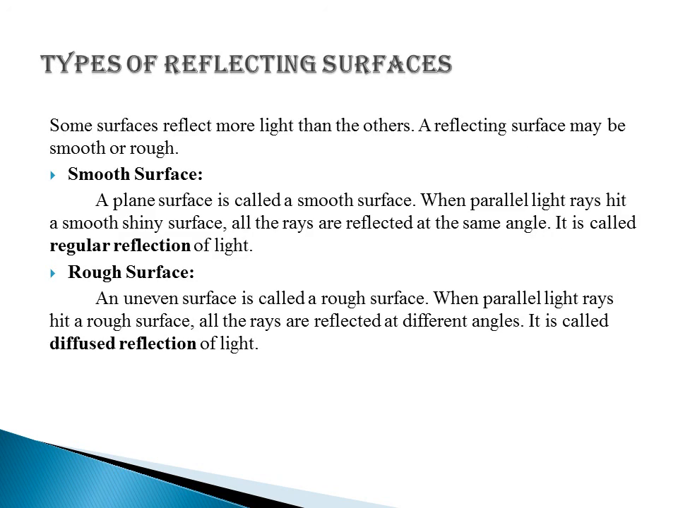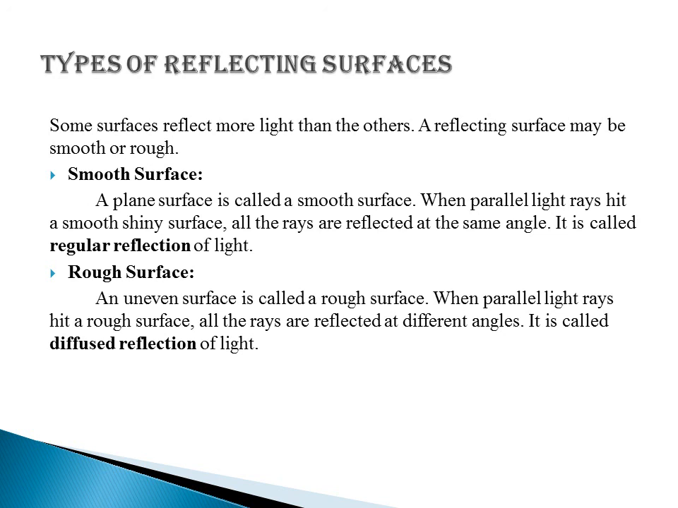Types of reflecting surfaces. Now we will discuss the types of surfaces on which reflection occurs. Some surfaces reflect more light than the others. A reflecting surface may be smooth or rough. First we will discuss smooth surface. What is smooth surface? A plane surface is called a smooth surface. When parallel light rays hit a smooth shiny surface, all the rays are reflected at the same angle. It is called regular reflection of light.